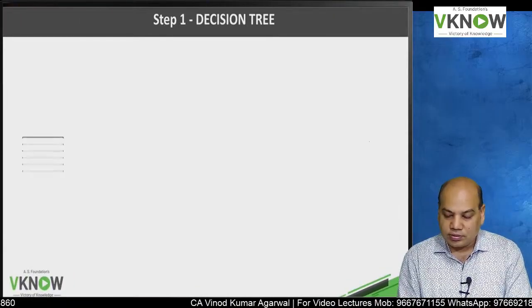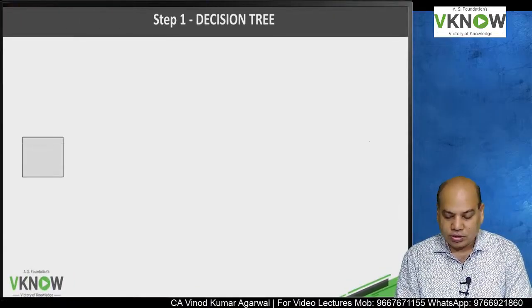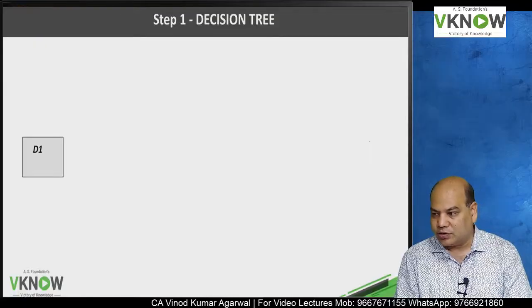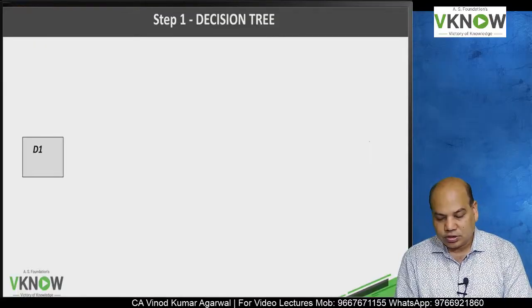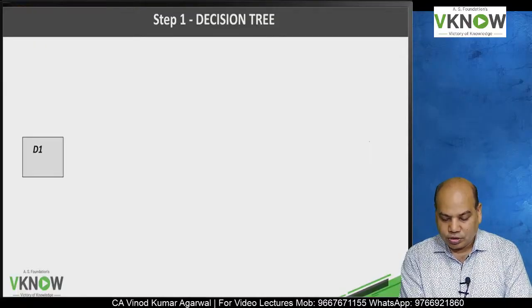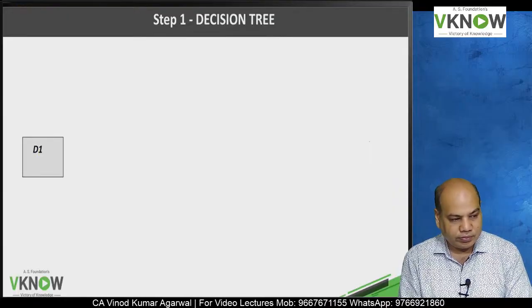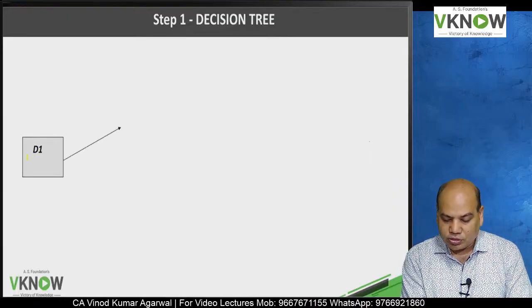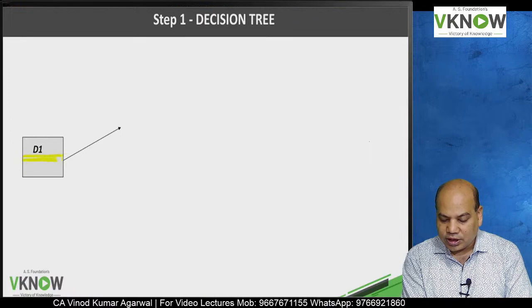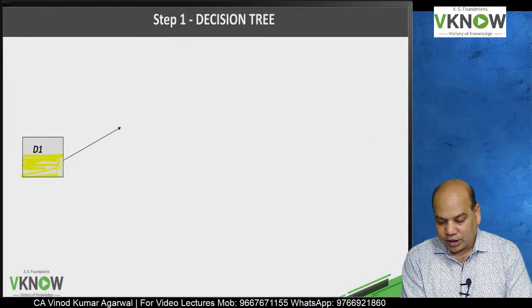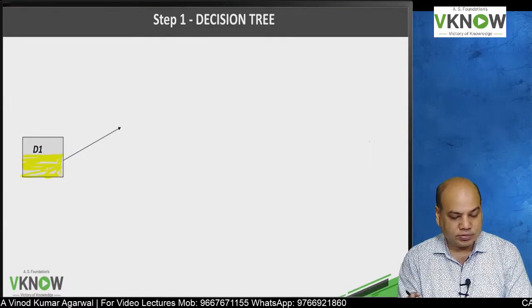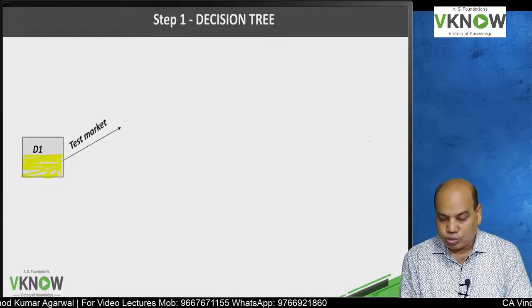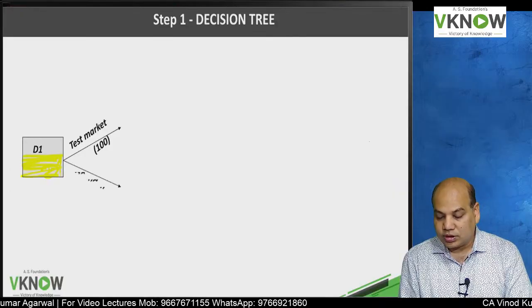Step number 1, draw the decision tree. Start with a decision node. Draw a little bigger diagram, because you will have to write something inside the box also. So at least you should have space to write one more number below that. We'll come to this. What are the two choices we have here?